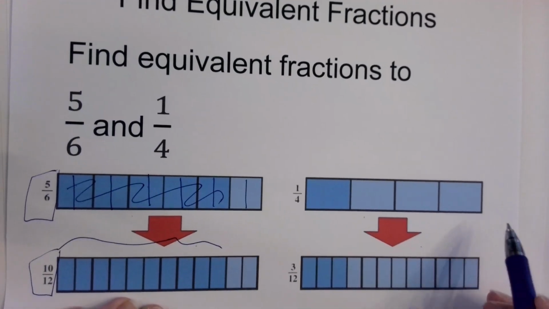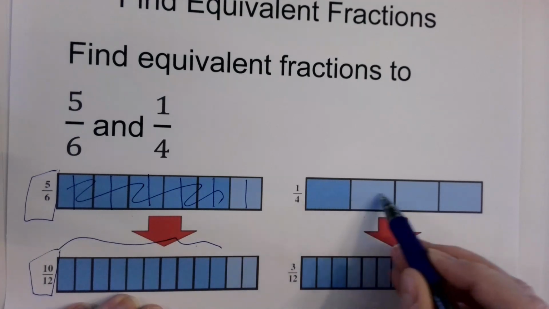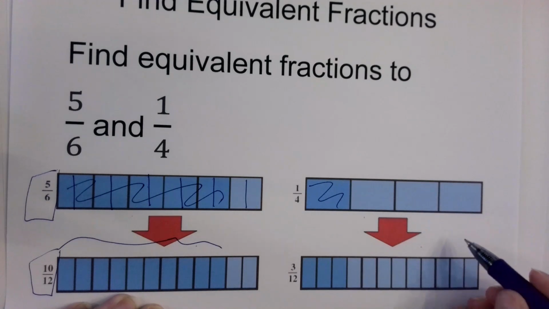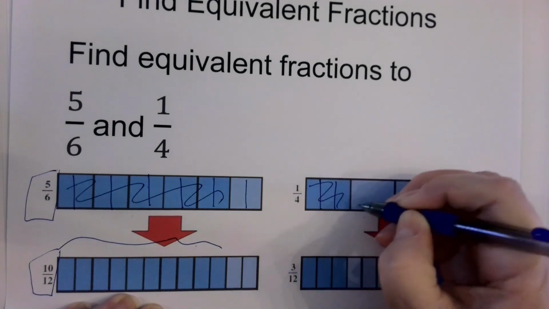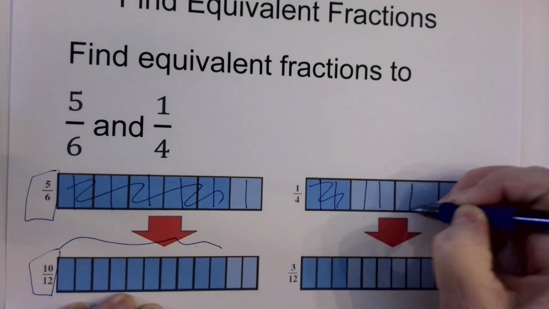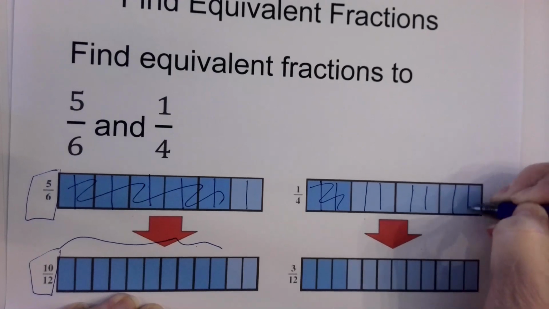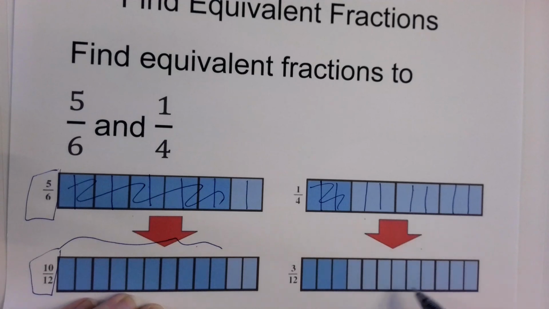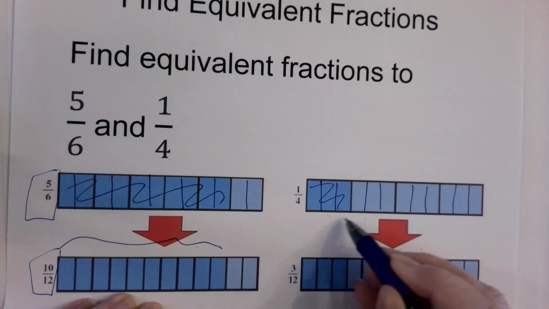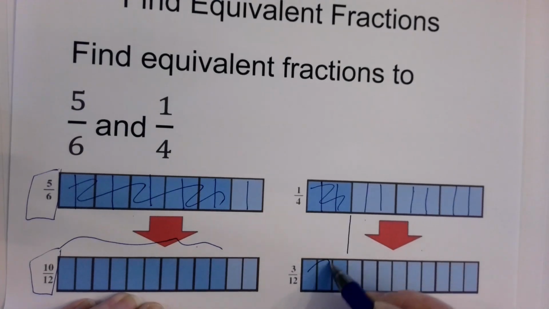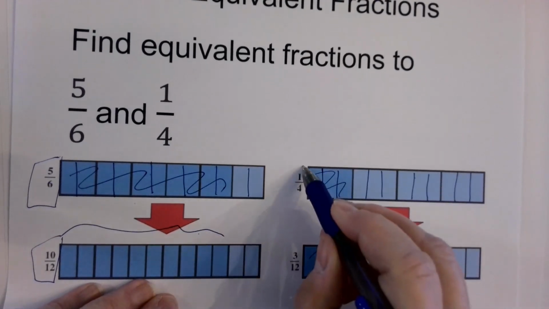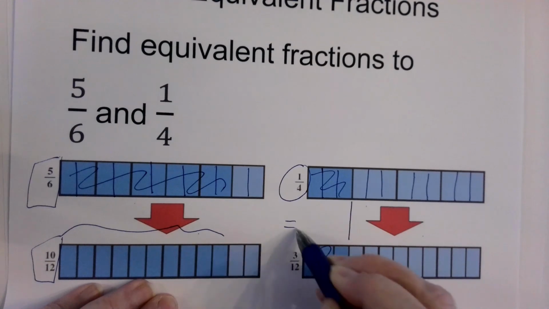Let's look at the other example. I divided this length into 4 pieces. One of them's dark blue, but if I divide each of those further into 3 smaller but equal pieces, 4 pieces times 3, I have 12 pieces. And the same length would be 3 of the 12 that are dark blue. So 1/4 equals 3/12.